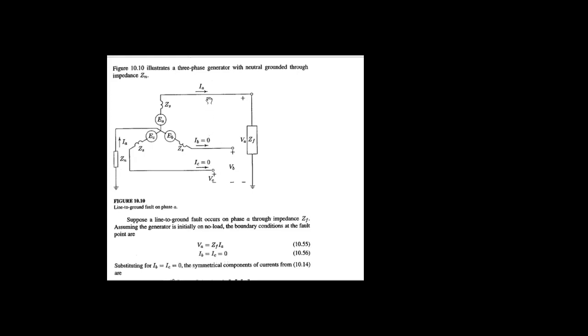Actually, single line to ground may be on the second phase also. That means IB can be there. In that case, you have to write the equation accordingly. Have you got my point? For this case, fault is in phase A. That's why the equation is written like this. It might be on the second phase as well. That means IA and IC in that case will be 0, and your VB will be ZF IB. You have to write the equation based on the situation.